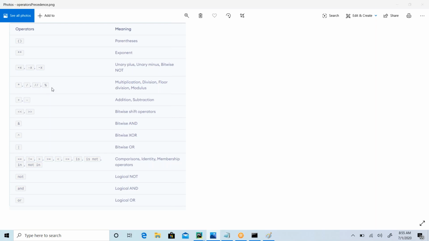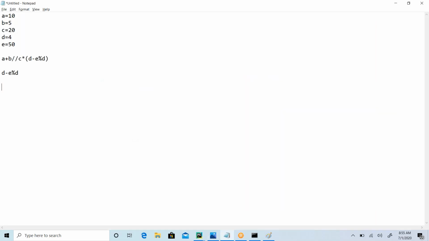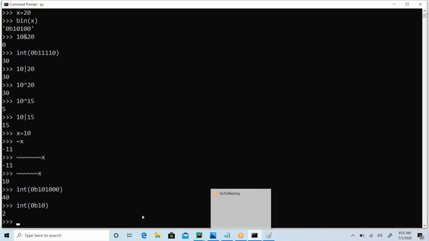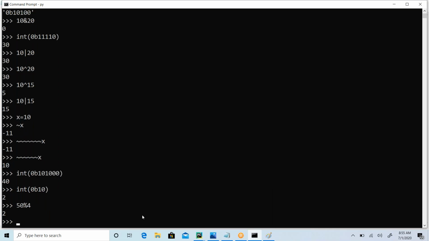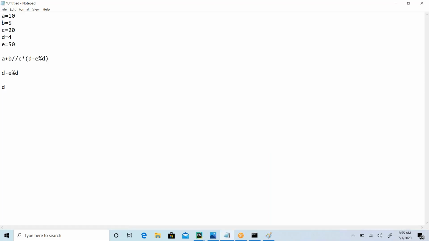So e mod d: what is the e value? 50. Mod d means 4. 50 mod 4, what is the remainder for this, guys? Let us take accurate things. The remainder is 2. So d minus 2. What is the d value here? 4. 4 minus 2 is what? The result will be 2. So the whole result of this is 2.